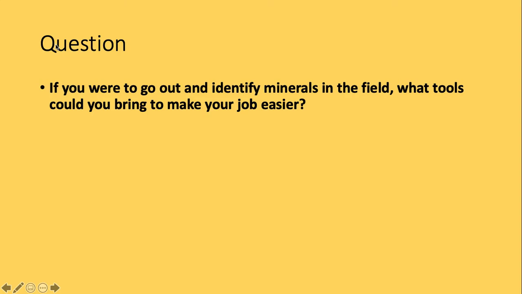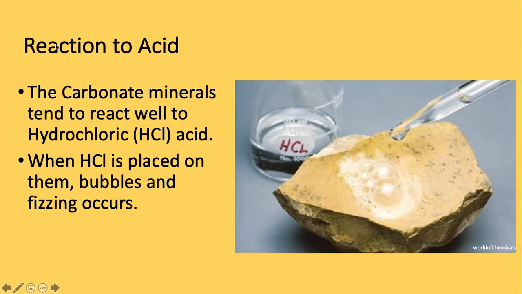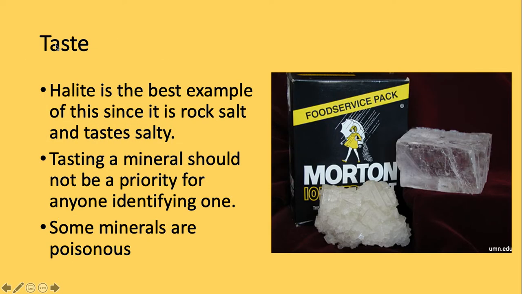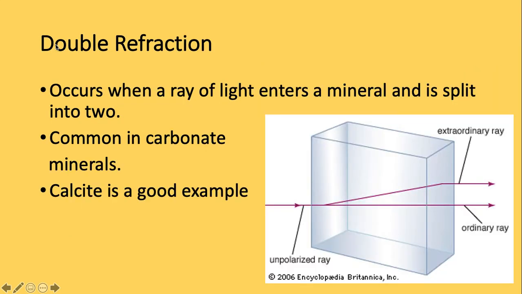And so, if you were going to go out and identify minerals in the field, what tools could you bring with you to make your job easier? Well, you could bring a UV light to test the fluorescence. You could bring some hydrochloric acid. You could bring your tongue. You could bring a magnet. You could bring a laser pointer.